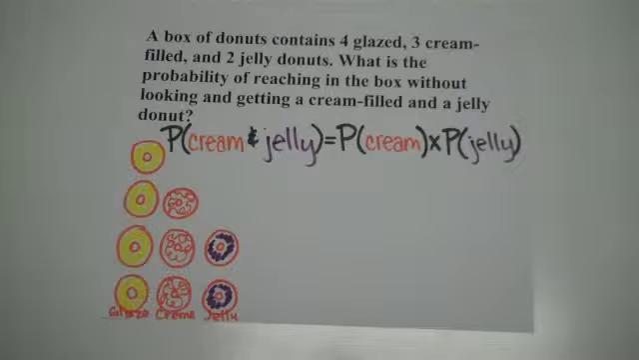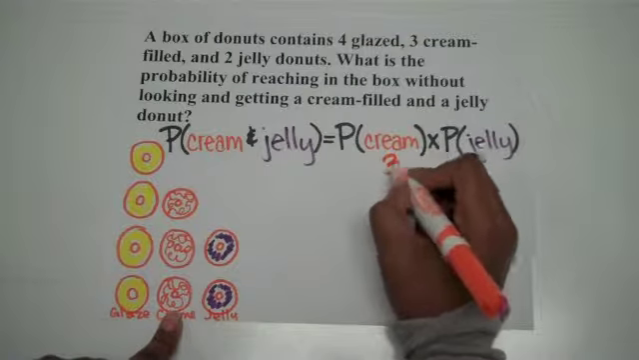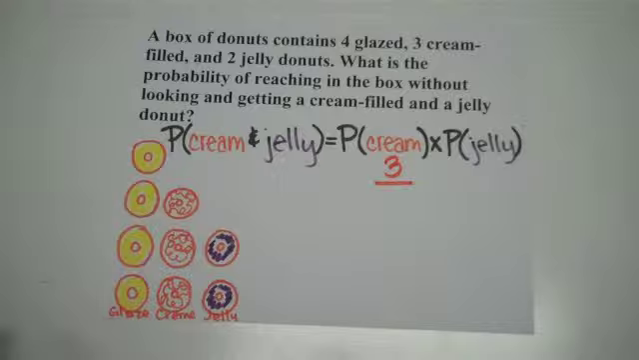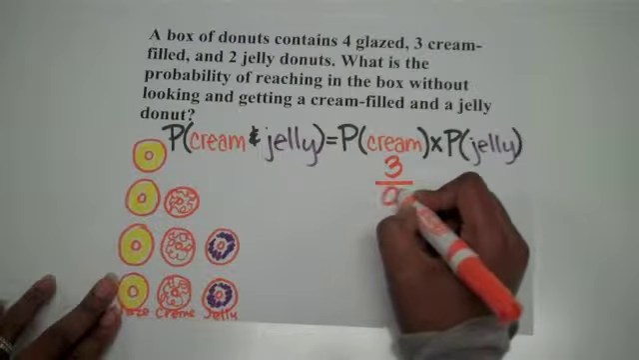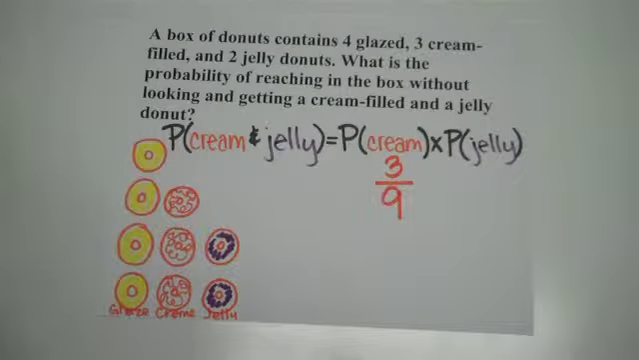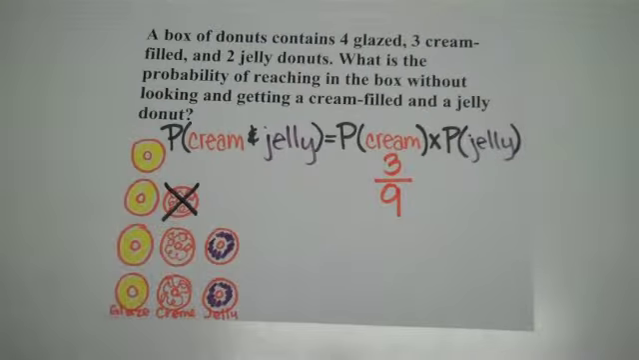Okay. And I'm going to look at first the probability of getting my cream filled donut. Well, I have 3 cream filled donuts out of a total of 4, 5, 6, 7, 8, 9 donuts. Okay. So that's my probability of getting my cream filled donut. But I want a cream filled donut and a jelly donut. So one of these cream-filled donuts is gone if I got that one on the first draw.